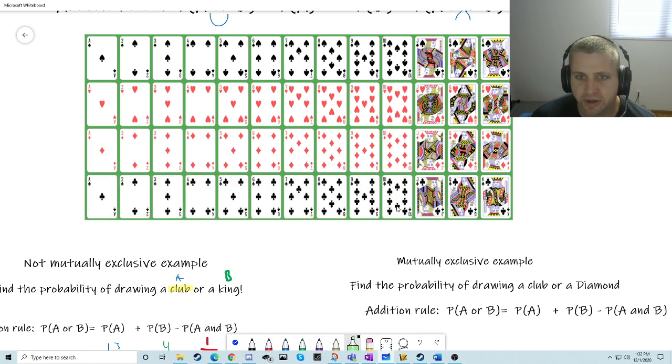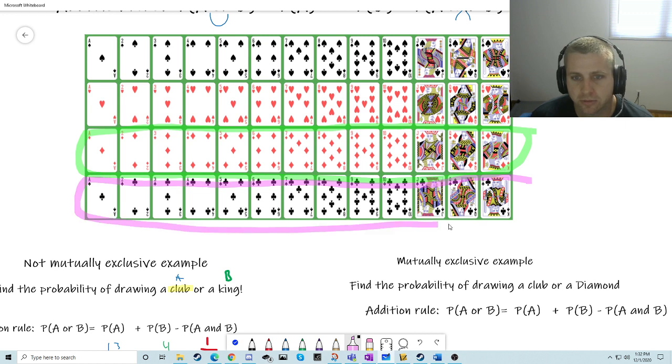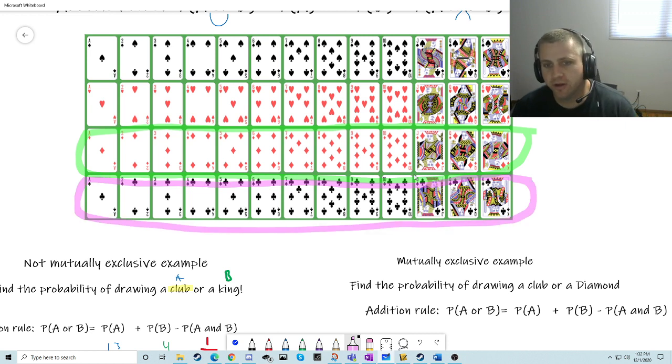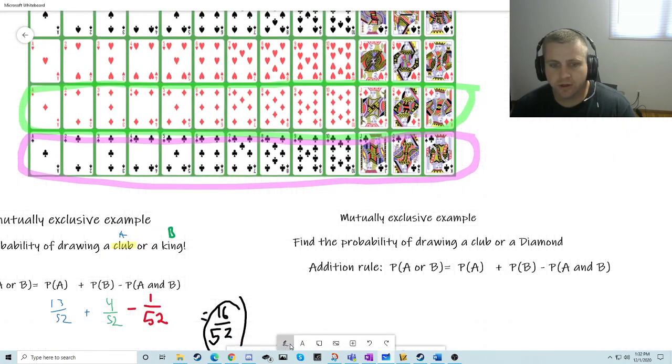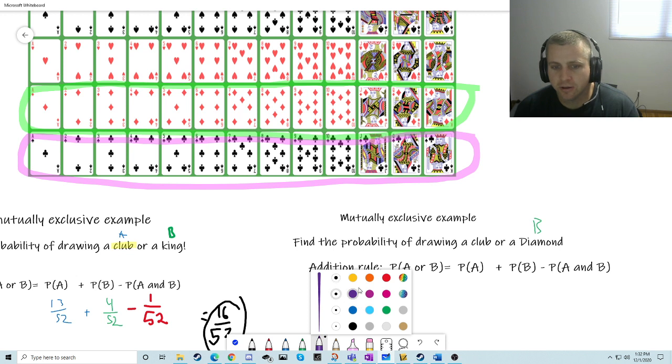So, club or a diamond. I'll make green diamonds this time, and I'll make clubs purple. So there's no overlapping part there. They don't share a card. So we'll call green, or sorry, green is diamonds. Call that B, why not? And we'll do purple is A.